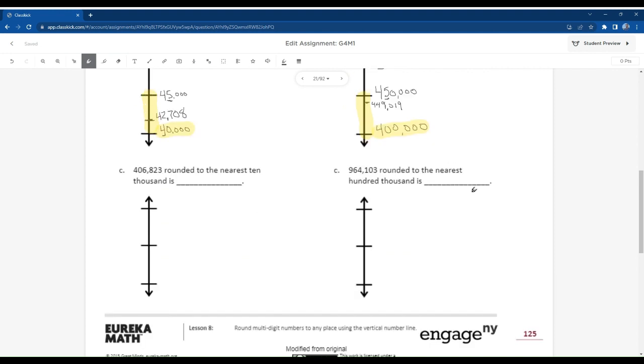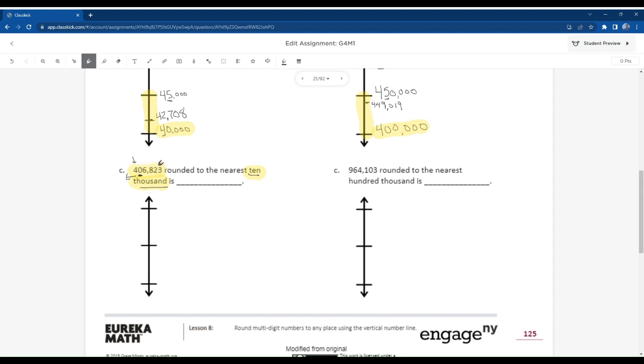We still need to take care of C, 1C and 2C as well. So for 1C, we have 406,823, and we're switching back to rounding to the nearest 10,000. No big deal. So again, identify the digit in the 10,000s place. Now, just because we have a digit in the larger place value doesn't necessarily mean that this is the digit that we're rounding. You have to read the directions that we're rounding to the nearest 10,000. All these digits to the left are going to stay the same. All these digits to the right are going to change to zeros.